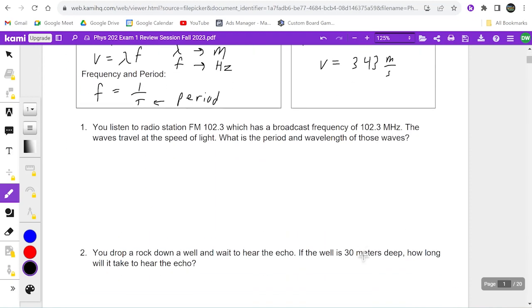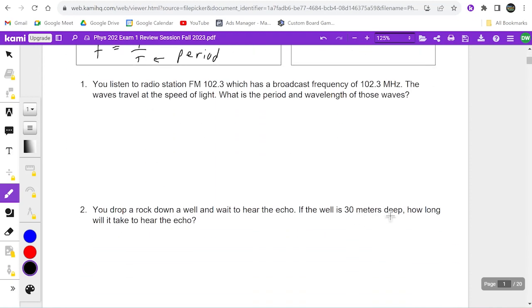Okay, next. We have the very first question of the night. How exciting. You listen to a radio station FM 102.3, which has broadcast frequency 102.3 megahertz. The waves travel at the speed of light. What is the period and wavelength of those waves?